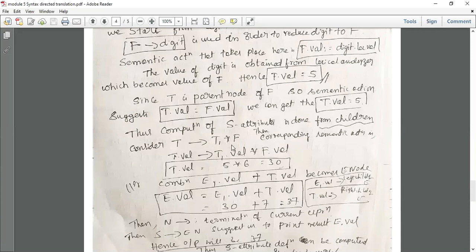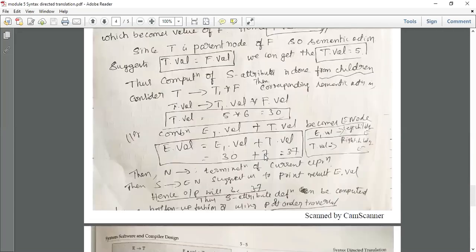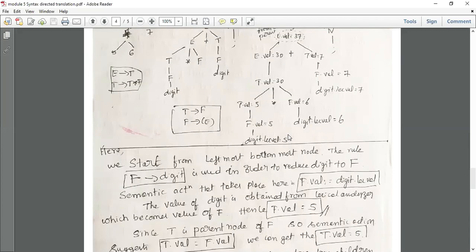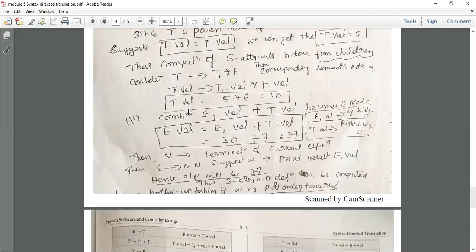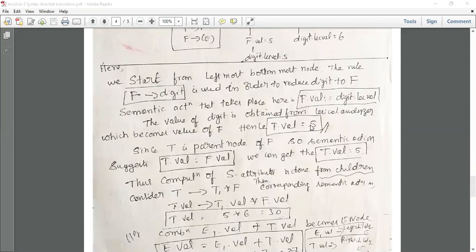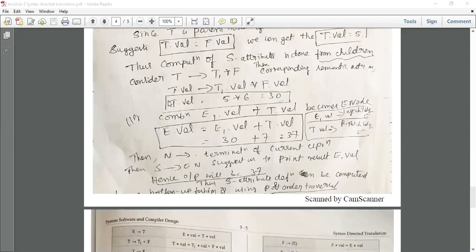Next is the computation with T tends to T1 star F, that is T tends to T star F as given. T dot value is T1 dot value times F dot value. The combination of E1 plus T becomes the E dot value. Finally we calculated E dot value plus T value, which becomes 37. T1 value we already got from digit dot lexval, so I multiply both digit values 5 and 6 and get 30. Keep it in T dot value.